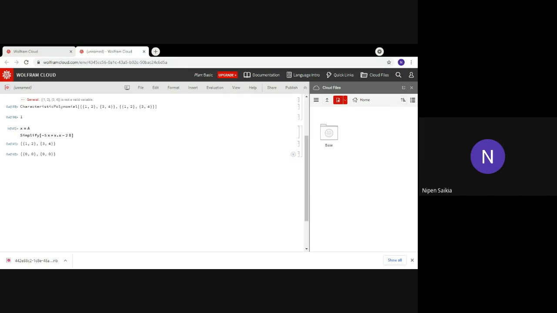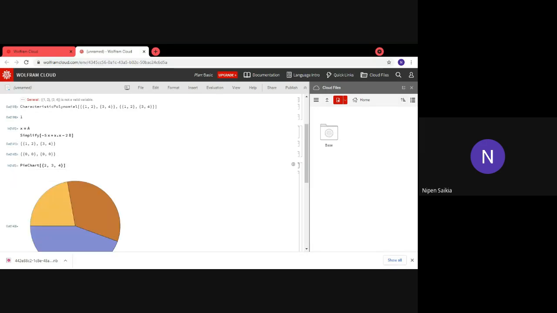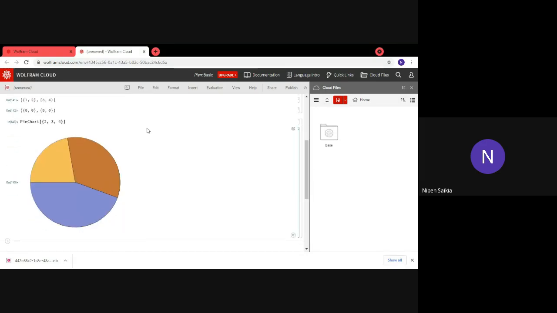Okay, suppose I want to draw a pie chart. So to draw the pie chart, we'll go to PieChart. Inside this, our numbers, say the frequencies, we can say 2, 2, then 3, then 4. So let us write like this first, then press shift enter. So we get this one. This is the pie chart.